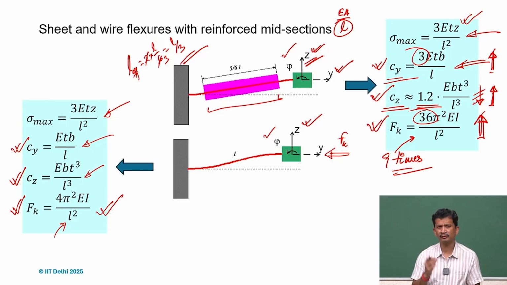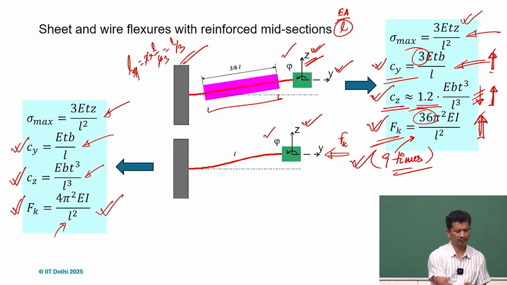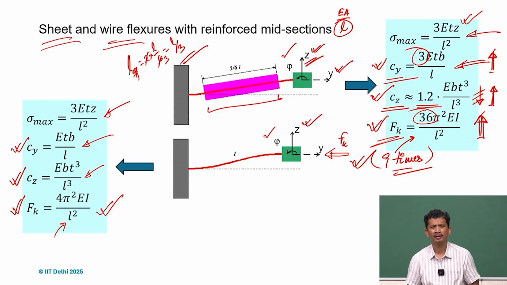So here we are losing something, 20%, but in terms of the load bearing capacity, we are gaining a lot, 9 times. And that's why many times when we have these kinds of designs, if you are using sheet and wire flexures, and if we find that there might be some compressive load coming on these members, then it's always better to reinforce the mid sections, so that the load bearing capacity can be improved.